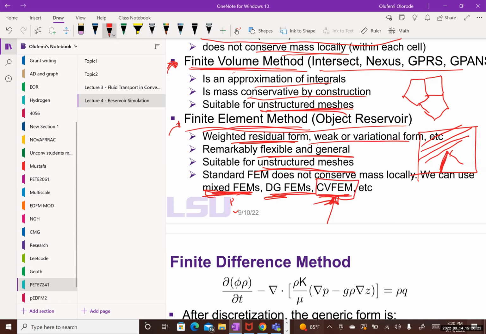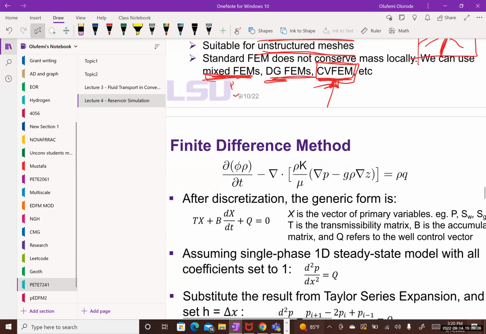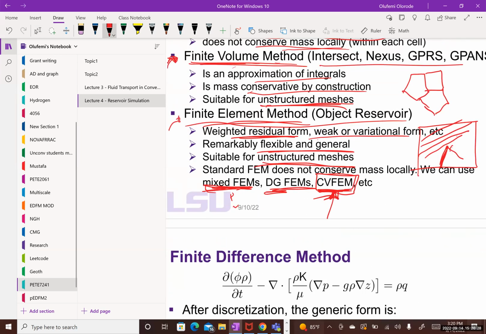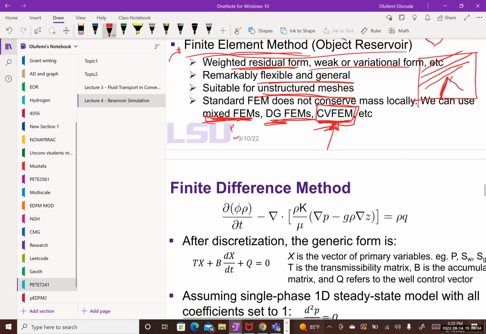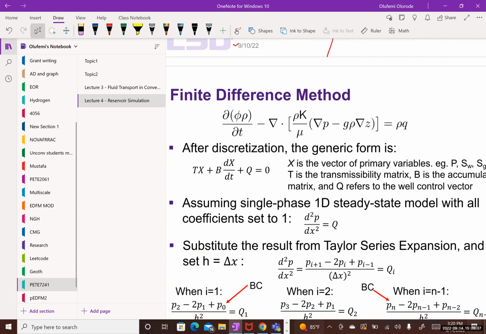So you will see this also in the literature. But we are not interested in any of this in this course. This is the one we are focusing on, finite volume methods. Finite difference method. Looks like I've discussed this before, or maybe that was in the video I recorded.